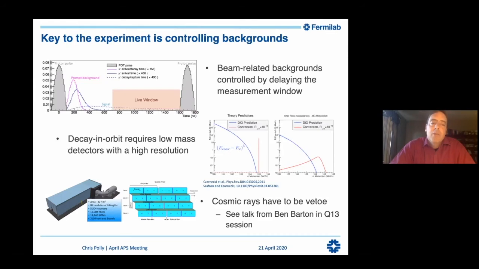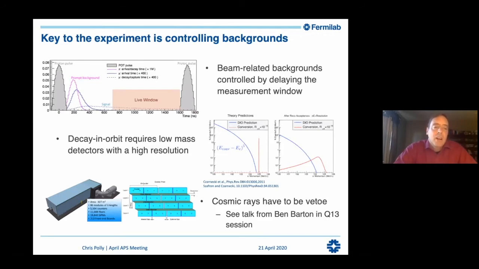Decay in orbit really requires low mass detectors with an extremely high resolution. You can see the theory prediction for how those decays in orbit look after they've been modified by nuclear effects. And you can see a blown up version of that plot on the right here that's included all of the acceptance and detector reconstruction effects. So you can see it's really critical for them to have a very low mass detector with a very high resolution. Cosmic rays have to be vetoed.